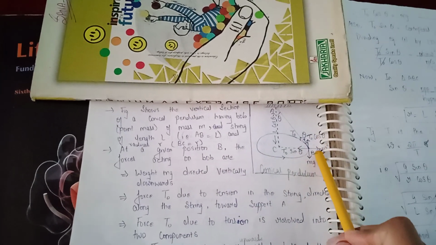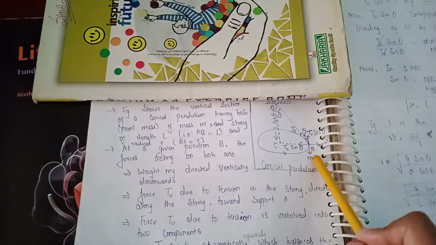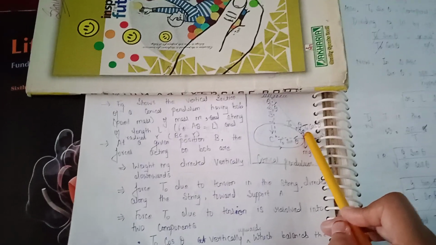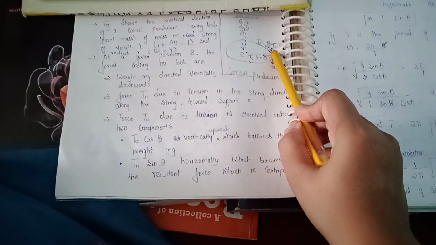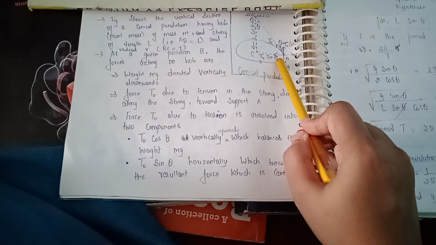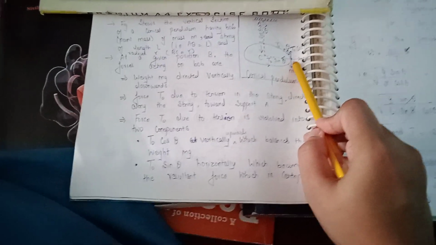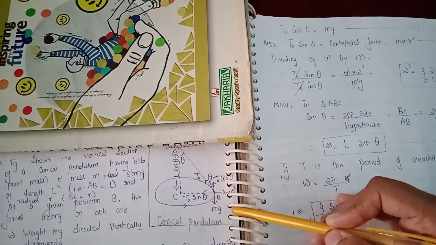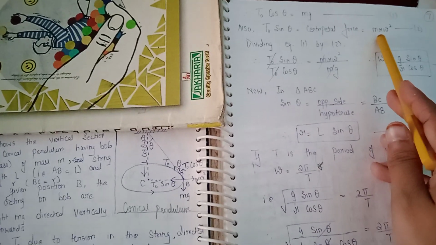Okay, now at this position B, the forces acting on the bob are weight mg vertically downwards and force due to tension, which is T naught. Then again T naught is divided into two: T naught cos theta vertically upwards, which balances the weight mg, and T naught sin theta, which is horizontal, so it will balance the centripetal force. So the derivation will come here: T naught cos theta is equal to mg, and T naught sin theta is equal to m r omega square.